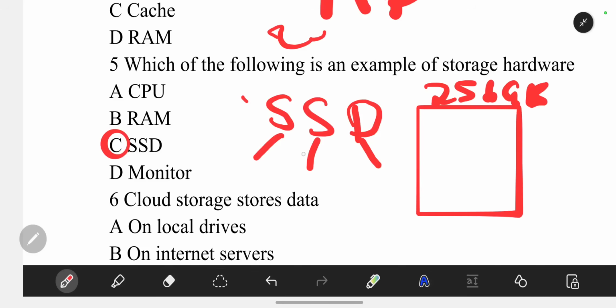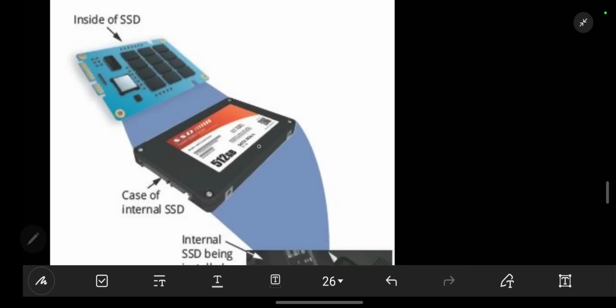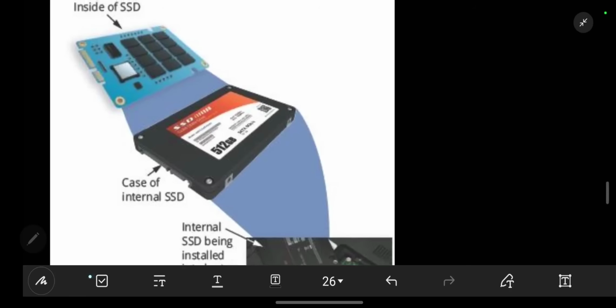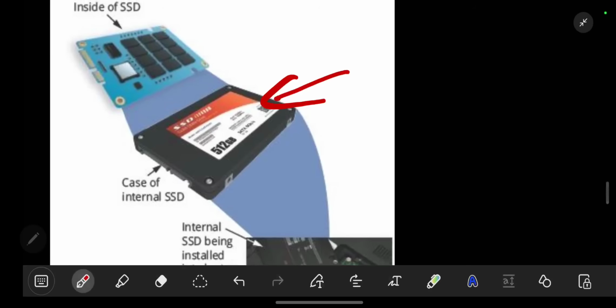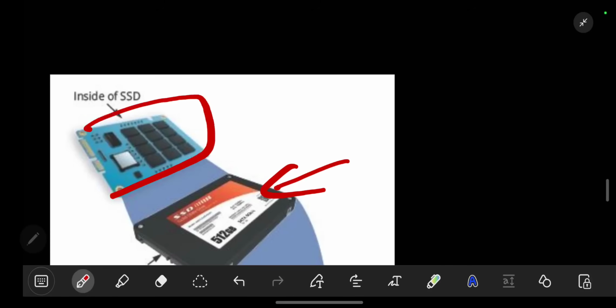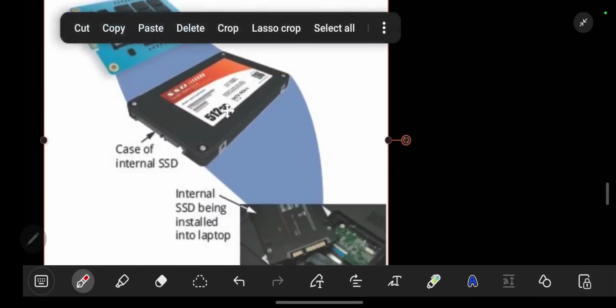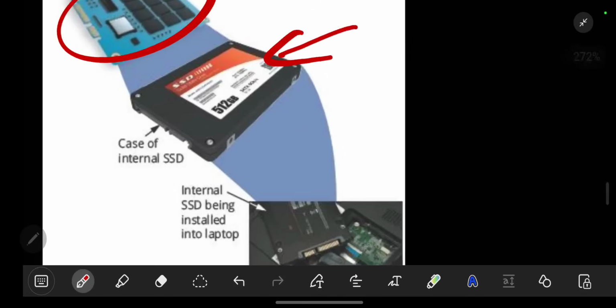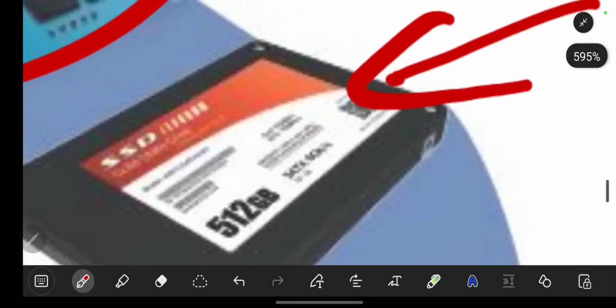This is a physical space where you put documents. This is an example of an SSD hard drive. Inside, this is how it looks. This is basically what stores space. As you can see here, we have 512 GB. This is the actual space that is used to store documents, movies, you name it.